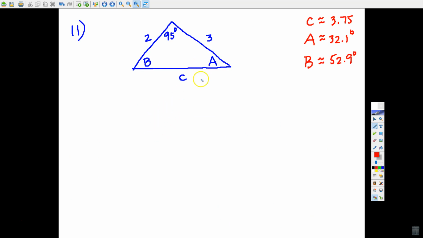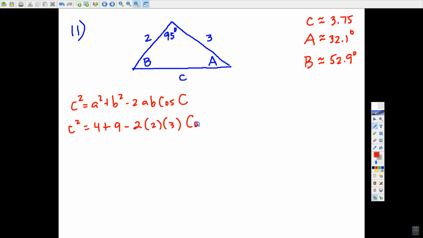All right, so let's see. I typically look for an angle and an opposite missing side, so I'm going to go after C first. Using c squared equals a squared plus b squared minus 2ab cosine C. I'm looking for c, and I know what a is. 2 squared is 4. You know what b is. 3 squared is 9. 2 times 2 times 3 cosine 95 degrees.